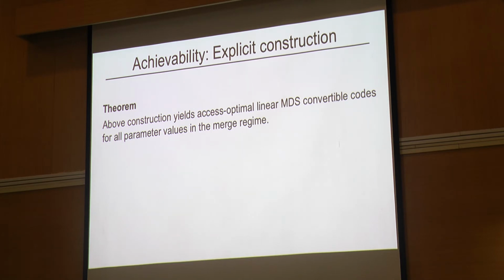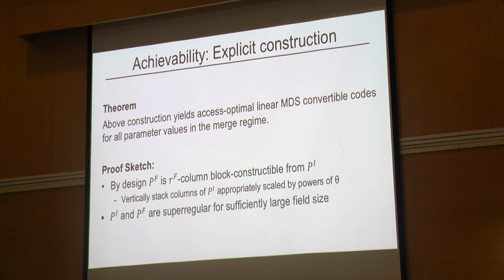So the above construction yields access optimal convertible codes, linear MDS, for all regimes under this merged regime, for all parameters. So at a very high level, by design of these Pi and Pf matrices, this block constructability property holds, because we can have those columns of theta and then some multiples of powers of theta to span the columns of Pf. And for super regularity, basically, as I mentioned earlier, this large field size can be used, and that constraint can be imposed. That's a standard way of making some matrix super regular. So that can be done.